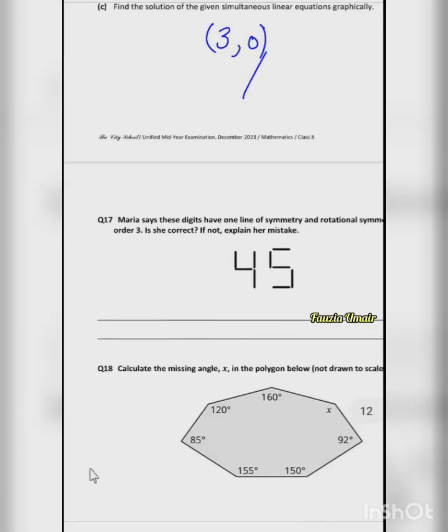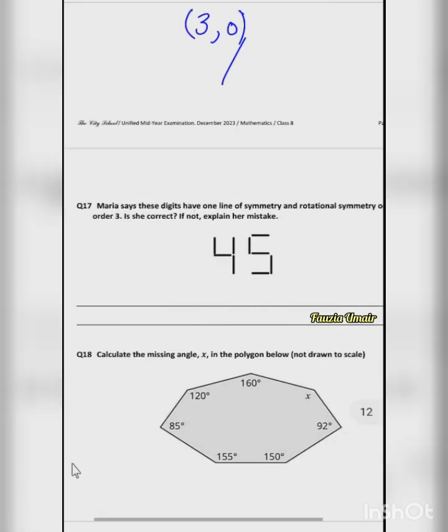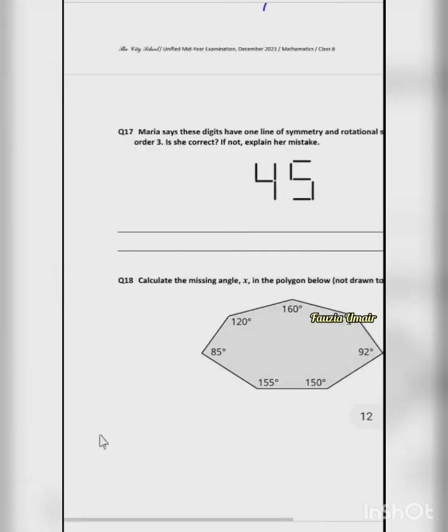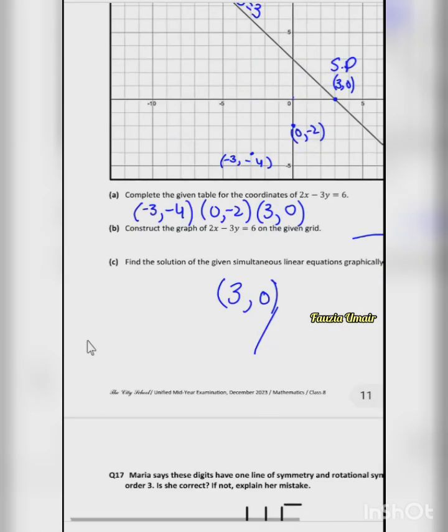Question number 17. The period is over. Can we just do this part 17 tomorrow? All right. I believe you guys are also tired, so let's do it tomorrow maybe. There are more questions also. So let's do it tomorrow.